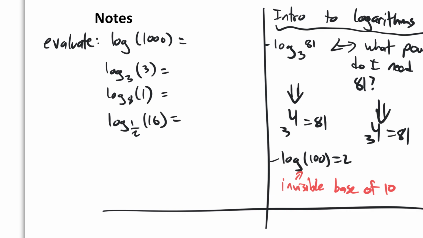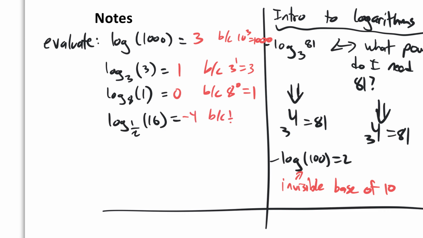All right, so this first one here should be 3, because 10 to the 3 is equal to 1000. Here this should be 1, because 3 to the 1 is equal to 3. This will be 0, because 8 to the 0 is equal to 1. This will be -4, because 1/2 to the -4 is equal to 16.